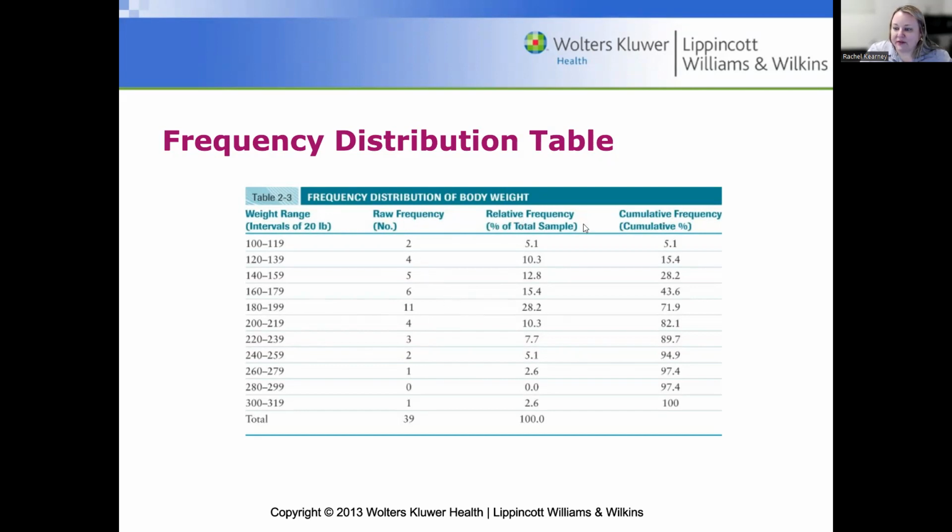And then this relative frequency would be the percent of the total sample that chose that range. And then cumulatively, this just adds up to 100 here on the right side.